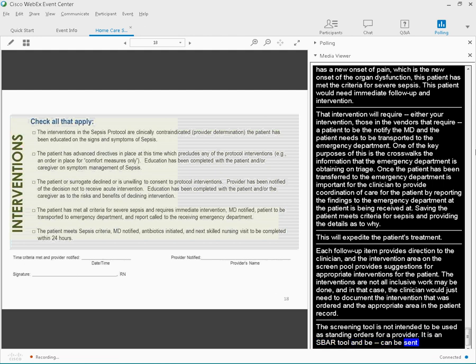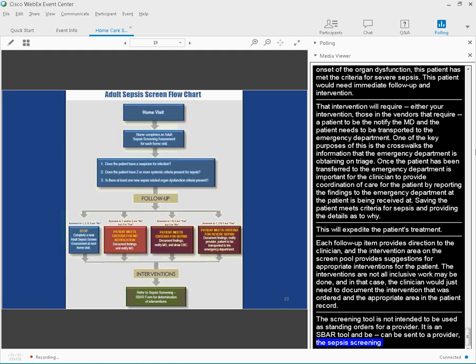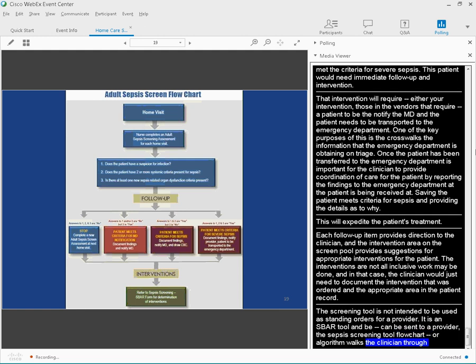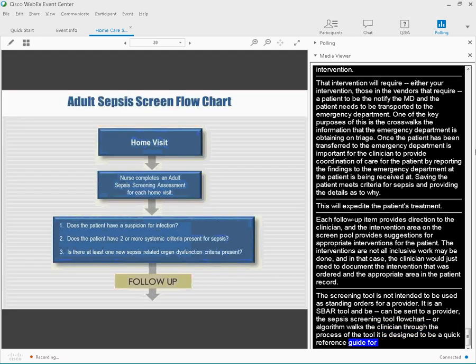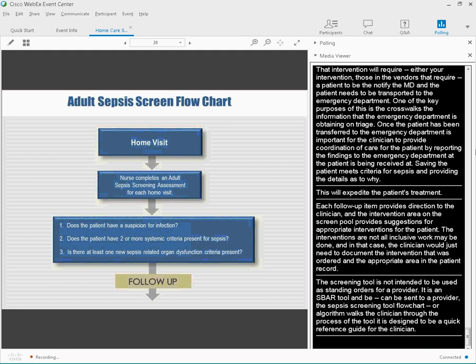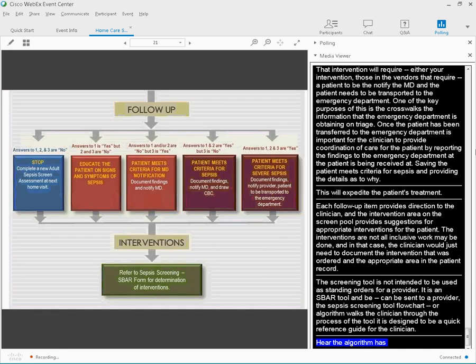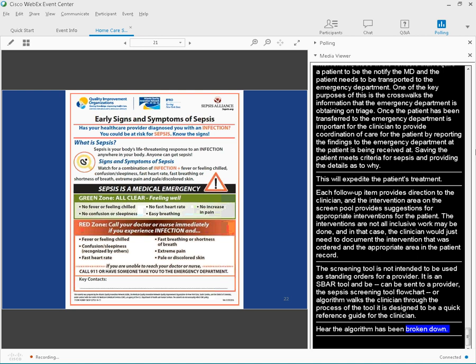The sepsis screen tool flow chart, next slide, or algorithm, walks the clinician through the process of the tool. It is designed to be a quick reference guide for the clinician. Next slide. And here the algorithm has been broken down into the sections of each part of the screen tool. Next slide. And there's your follow-up and your intervention. Next slide.